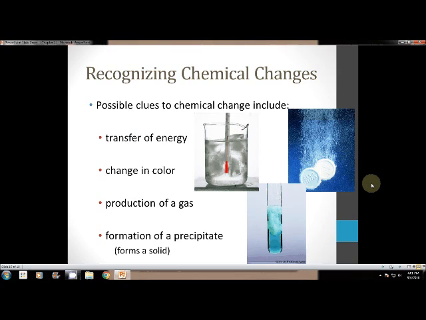Or the last one is the formation of a precipitate. Precipitate is the chemistry word for solid, specifically when it's formed as a product in a chemical reaction. So it forms a solid. If it gets chunky, if it gets cloudy, those are all signs that you formed a precipitate. So we're going to do a lab where we're going to see all of these different types of chemical changes, and these will be our clues to help us identify that a change, that is a chemical change, did occur.